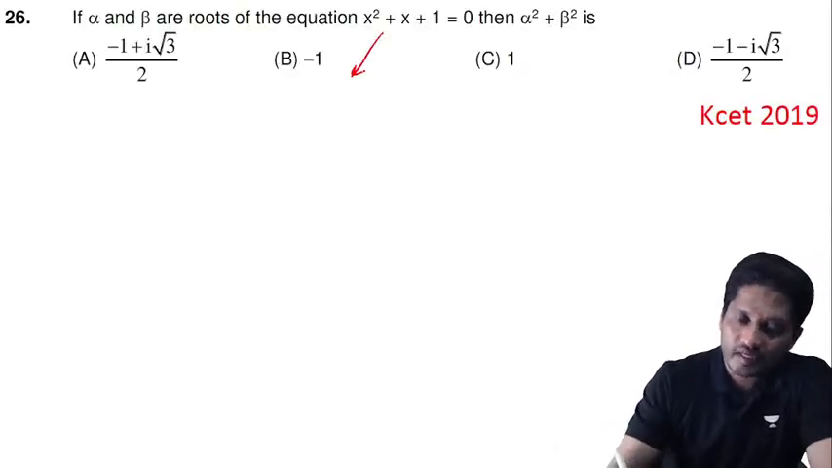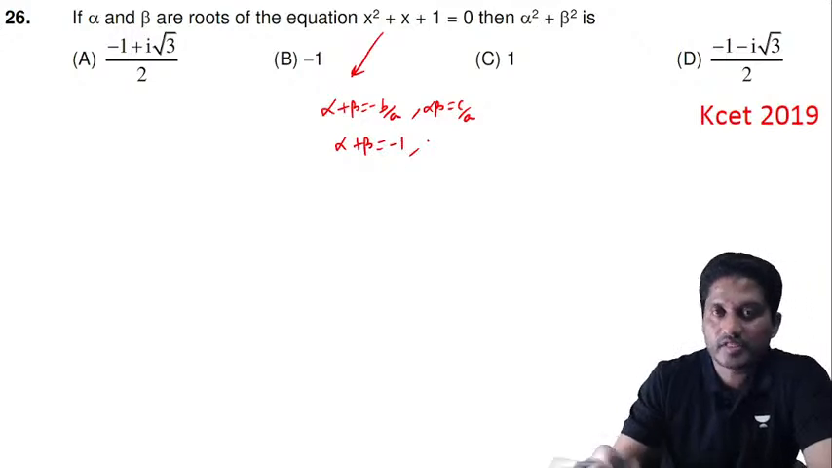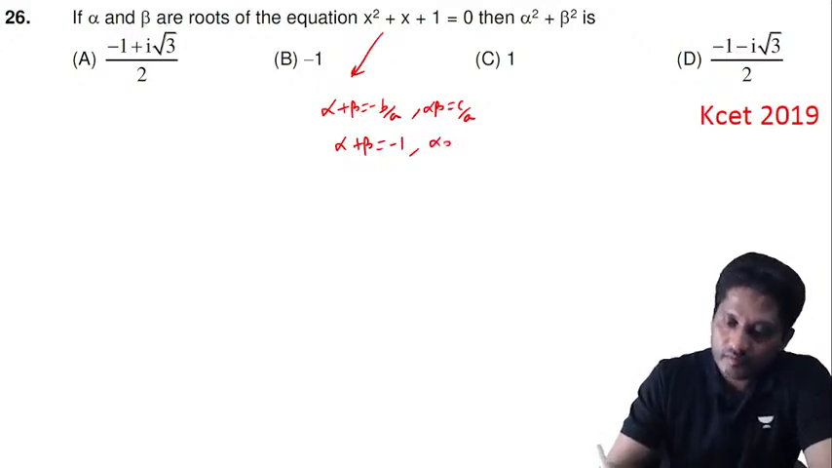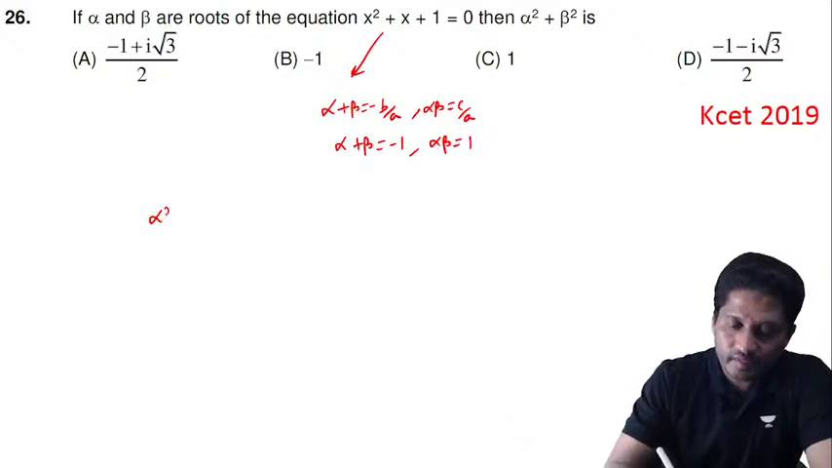Alright, now alpha, beta, the roots of the equation. Sum of the roots is minus b by a, that is alpha plus beta, and product of the roots is equal to c by a. Sum of the roots is minus b by a, which means minus 1, because a is 1, b is 1. And product of the roots is c by a. Alpha square plus beta square is alpha plus beta the whole square minus 2 alpha beta. So this is minus 1, the whole square is 1 minus 2. Answer is minus 1.